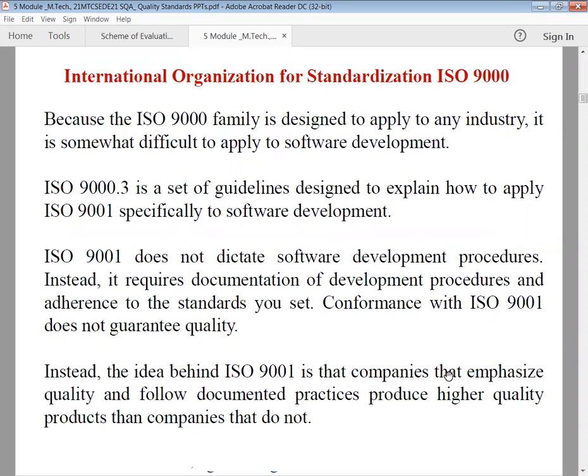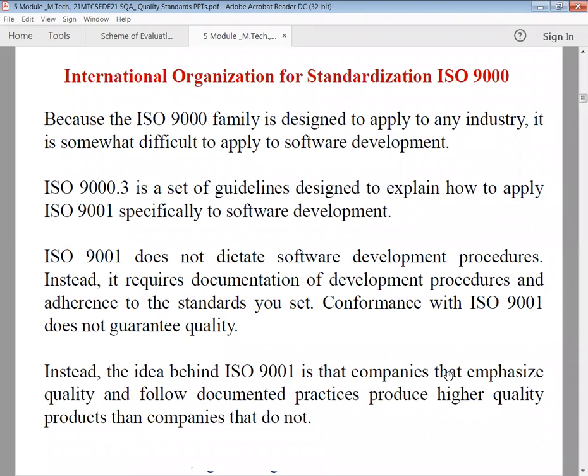Because the ISO 9000 family is designed to apply to any industry, it is somewhat difficult to apply to software development. Any manufacturing sector can make use of the ISO standard, but implementing ISO in the software industry is somewhat difficult, because it gives importance to the development process, implementation process, deployment, the instruments, products, employees. So everyone should follow some standard. It has its own list of guidelines for each and every aspect. Say the infrastructure, facilities, services, medical facilities, people working in the organization, their qualification, experience, everything should be counted in case of ISO standardization.